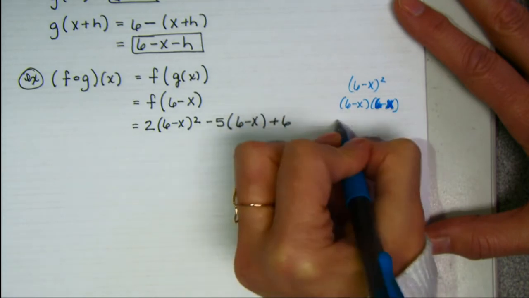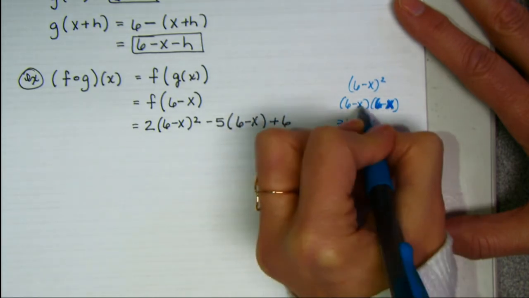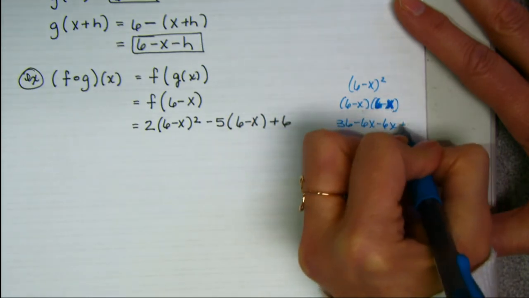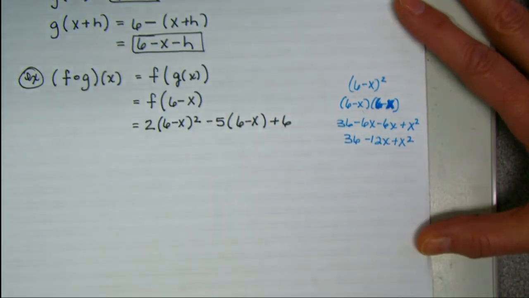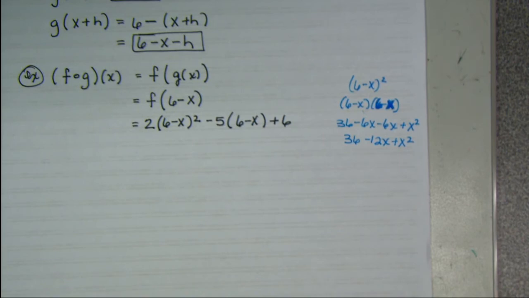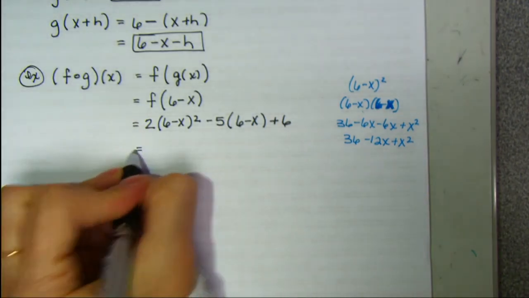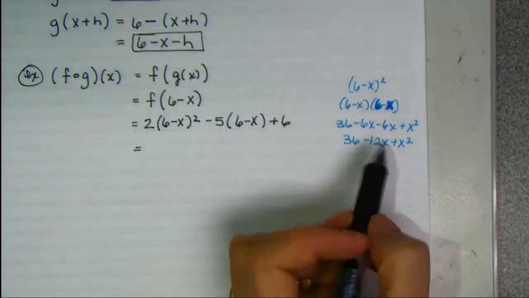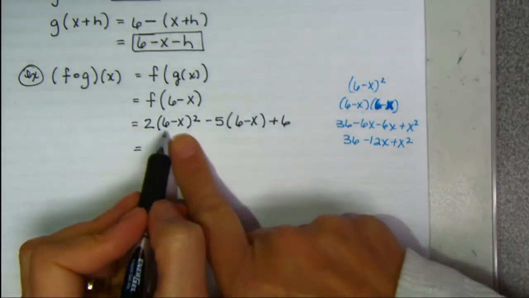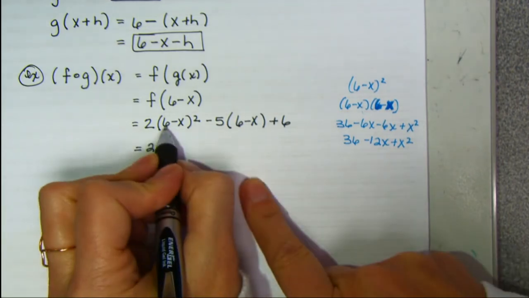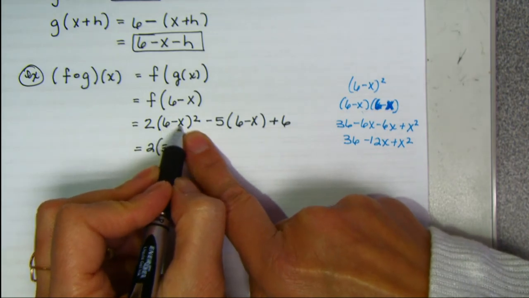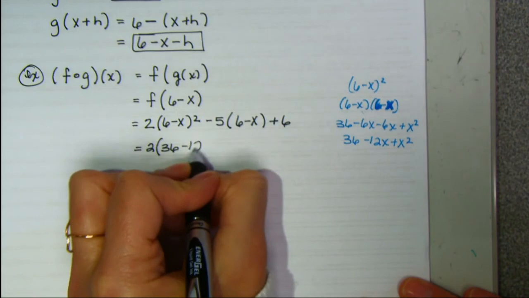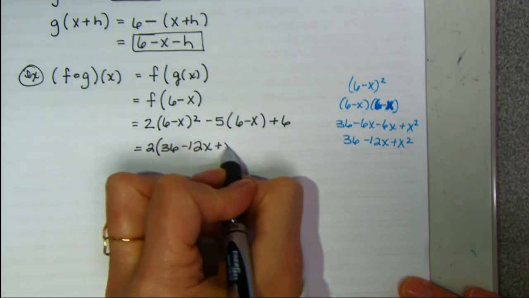Okay. First times first is 36. Outside is minus 6x. Inside is minus 6x. Last is plus x squared. So in essence, it gives you 36 minus 12x plus x squared. Now, for my people that have done this a lot, I'm going to remind you of something that is really quick. If that doesn't work for you, take the time to do this on the side. But anytime you have a binomial squared, square this, square the last one, multiply those two. 6 times negative x is negative 6x, and double it, negative 12x, and then square the last one, plus x squared.